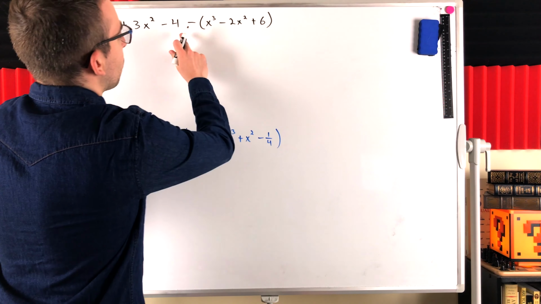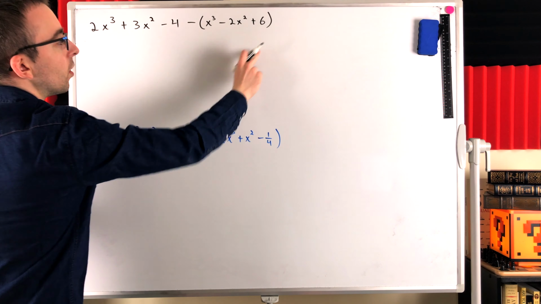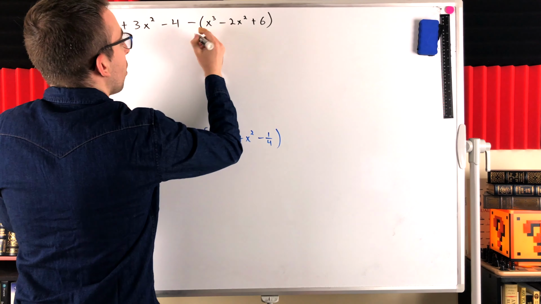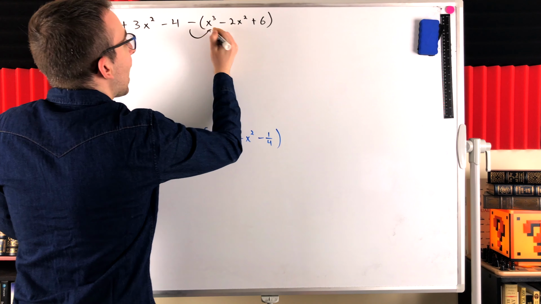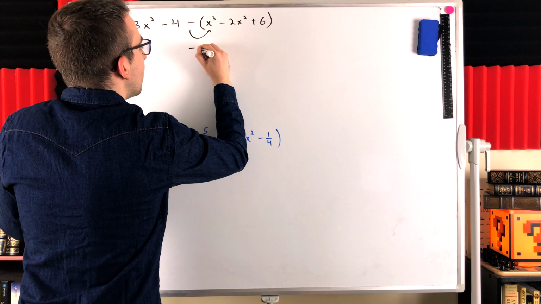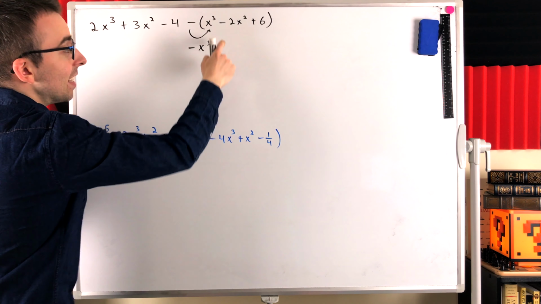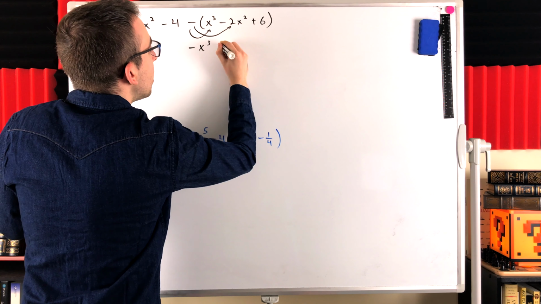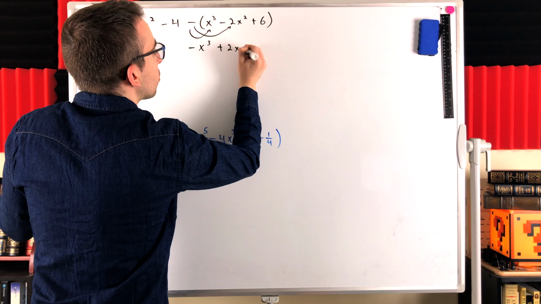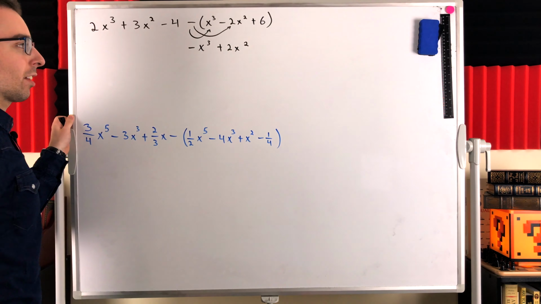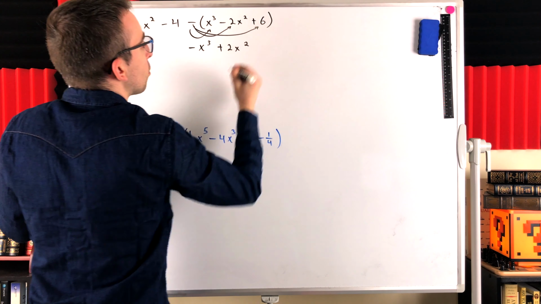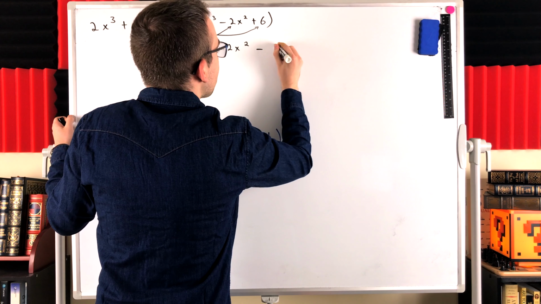So if we just focus on the polynomial that we are subtracting, again, we distribute the negative. So instead of x cubed, we're going to have negative x cubed. Instead of negative 2x squared, we multiply that by -1, we have positive 2x squared. Instead of plus 6, we multiply that by -1, distributing the negative, giving us -6.